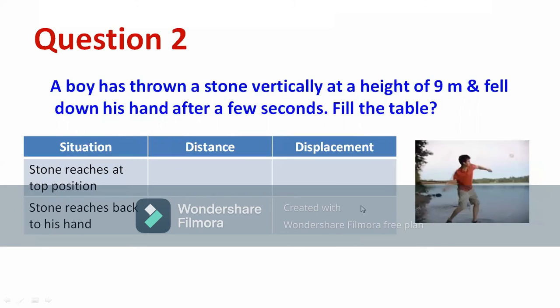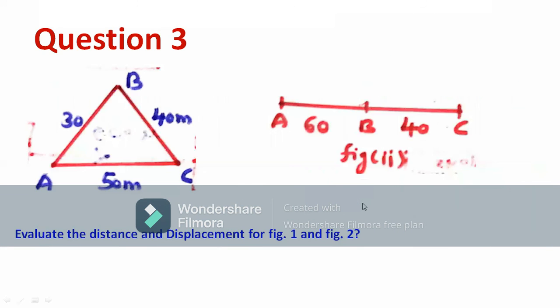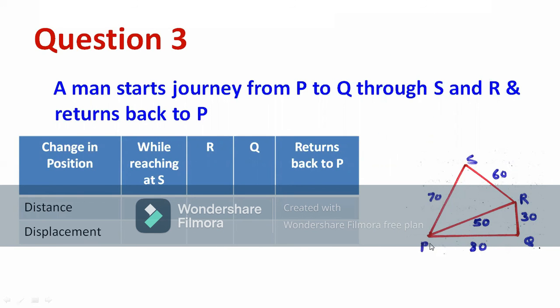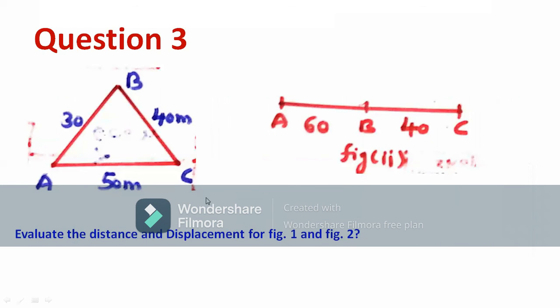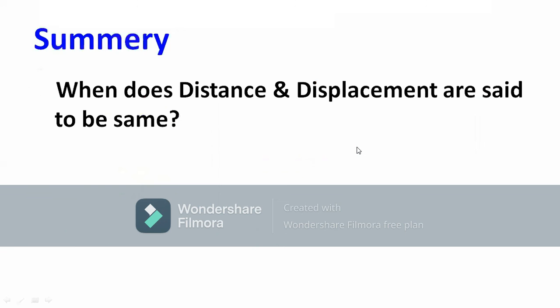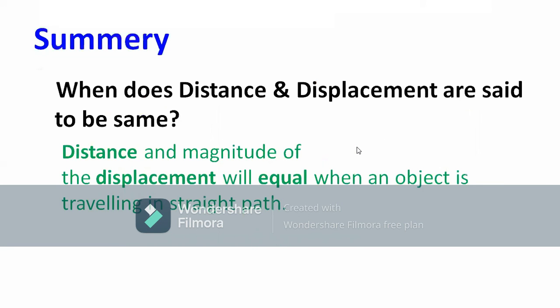One more example I would like to show you. PQ. So what is the distance and the displacement of PQ? It is 80 only. Okay. And what is the displacement and distance between A and C? That is 100 meter in figure 2. So these are the typical examples. So we could make a conclusion.